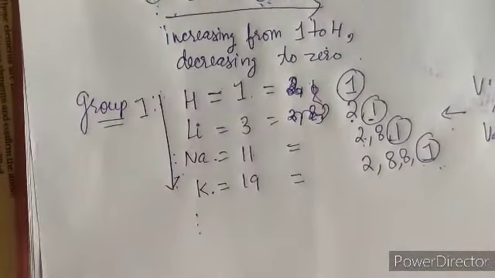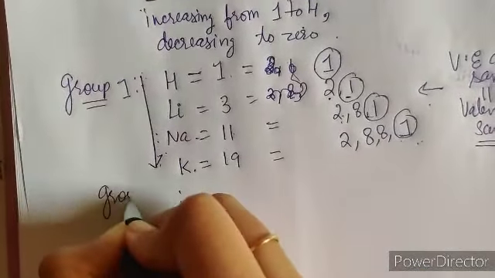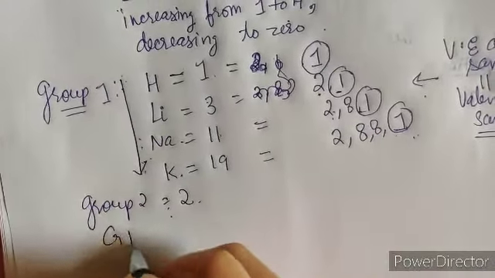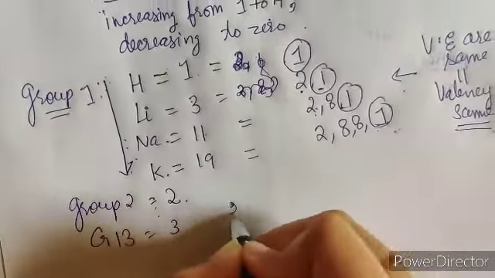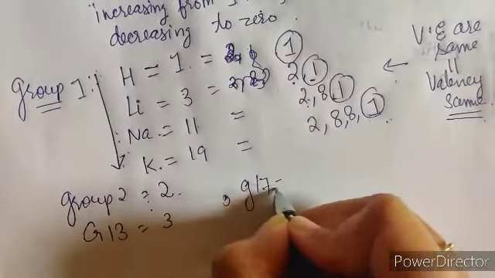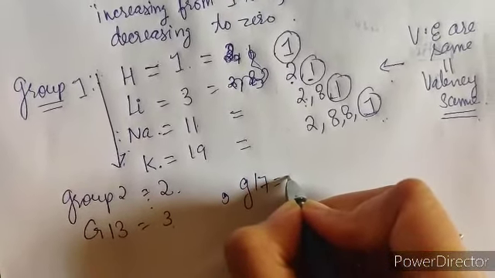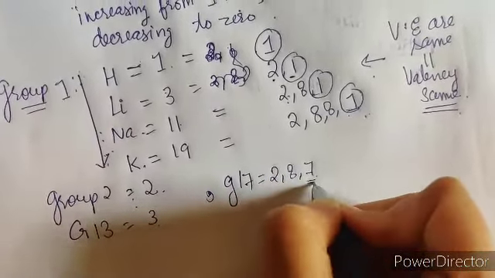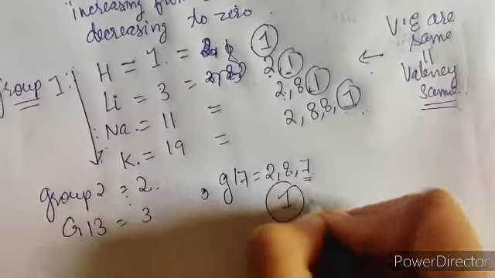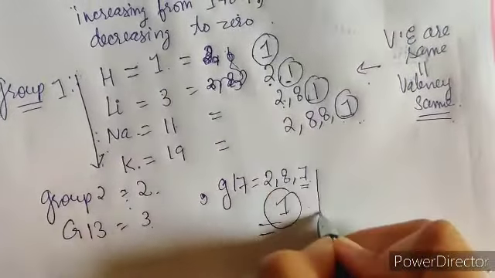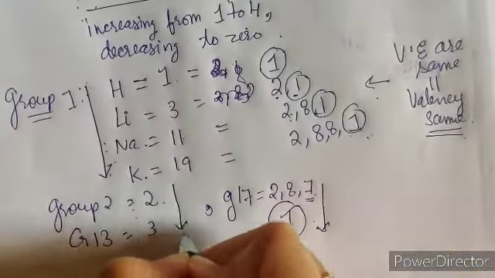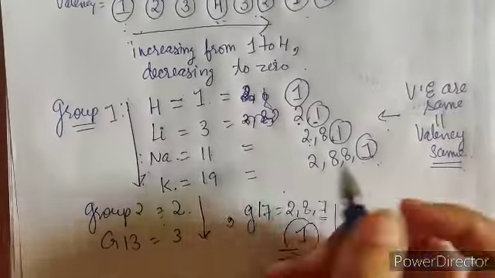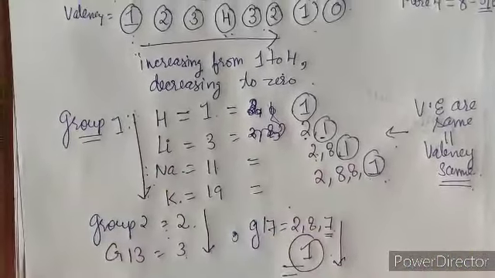If it is group 2, then the valency of all elements in group 2 will be 2. The valency of all elements in group 13 will be 3. For group 17, the configuration is 2, 8, 7. Its valence electrons are 7, so the valency will be 1. This is the valency of all the elements in a group. Understood, everyone? This is the general trend that is followed when we talk about valency.